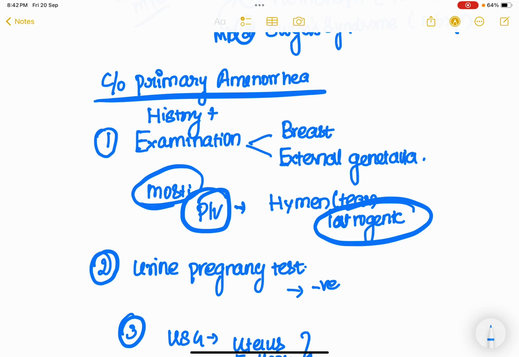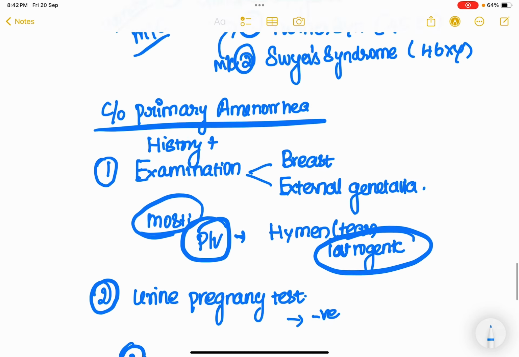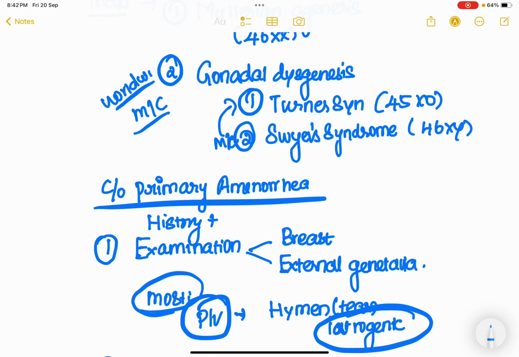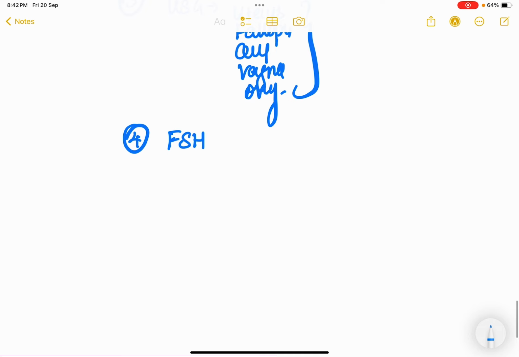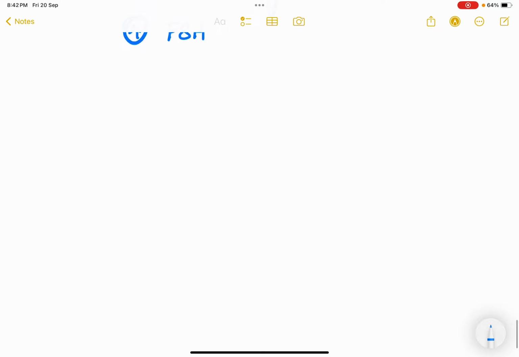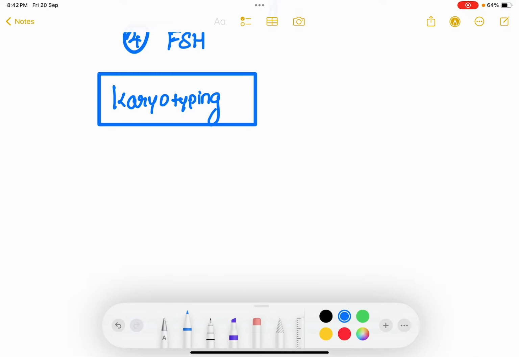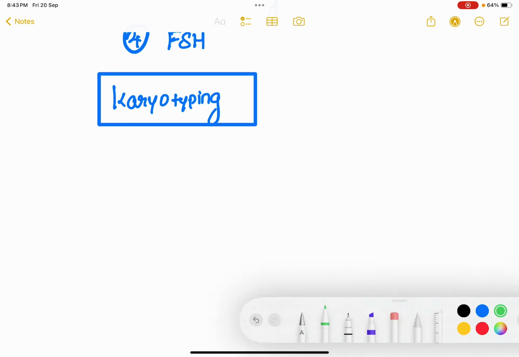After doing all such tests in a female, what is the best investigation? What is the investigation of choice for any female with primary amenorrhea after these basic investigations such as UPT, ultrasound, serum FSH, and after doing the physical examination? It is going to be karyotyping. Why? Because we have seen so many genetic syndromes until now, right? So these genetic syndromes can actually be the causes.